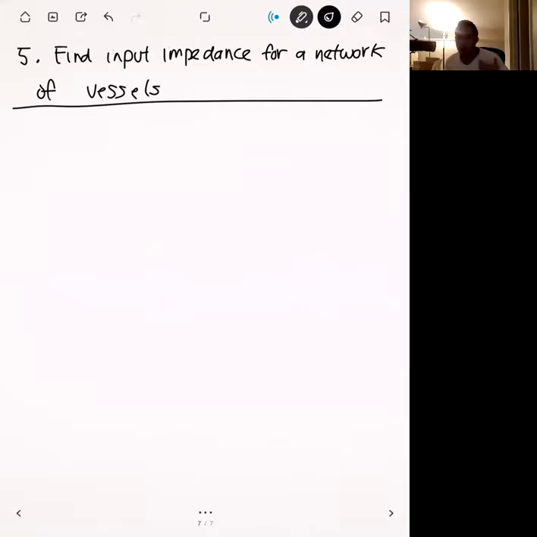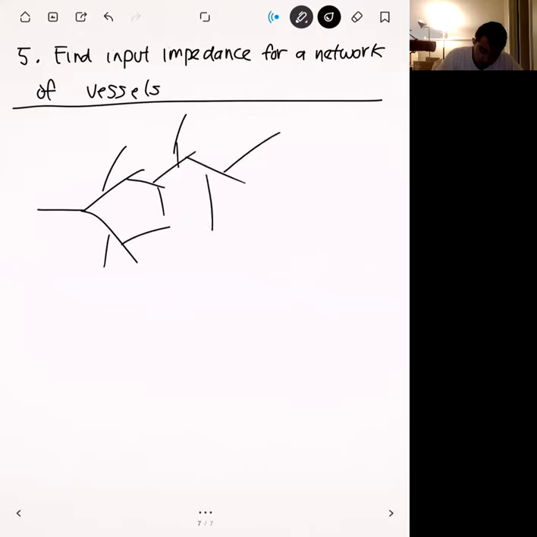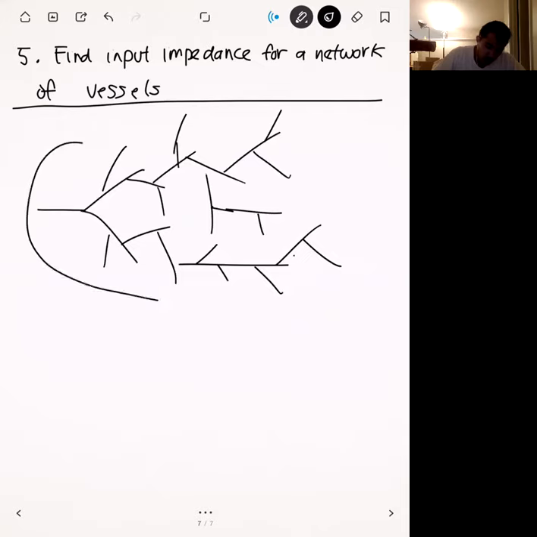If we look at our cardiovascular system as a whole, it would be nice to know the impedance of this entire system as the blood goes about its business. In reality, you might have blood vessels that go like this, and so you have a very complicated network. Everything should be connecting, of course. You can draw your little Christmas tree or snowflake or whatever you want to call it, and we want to find the impedance of this entire thing.